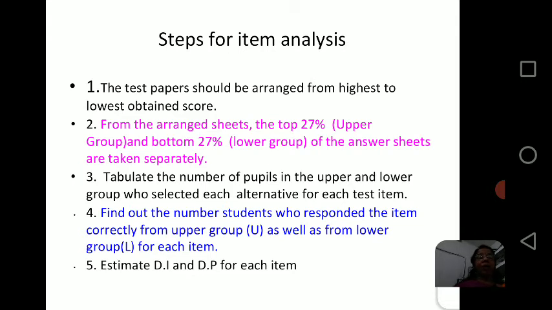First, the test papers should be arranged from highest to lowest obtained score. First, you administer the preliminary draft of the test to a sample.